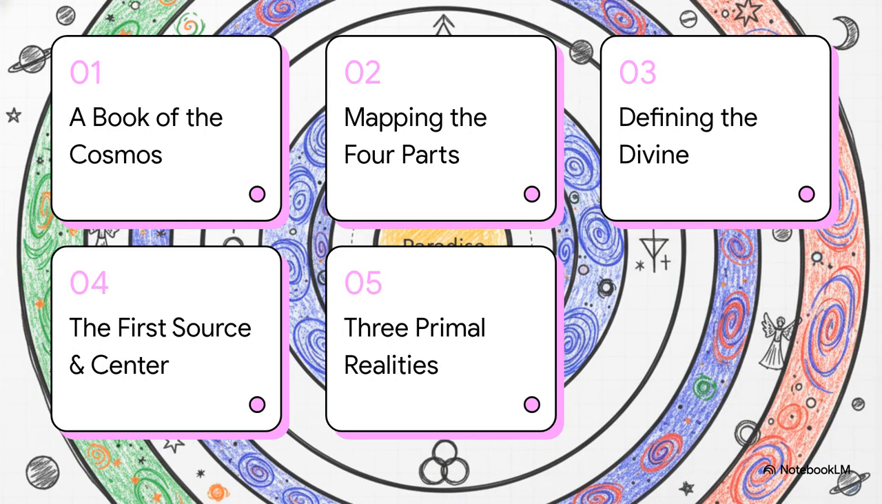All right, so to help us get our heads around this thing, we're going to tackle it in 5 parts. First, we'll cover what this book even is. Then we'll look at how it's structured into 4 big sections. After that, we'll get into how it defines the divine, its idea of a first source and center, and finally, its 3 primal realities. Let's get started.